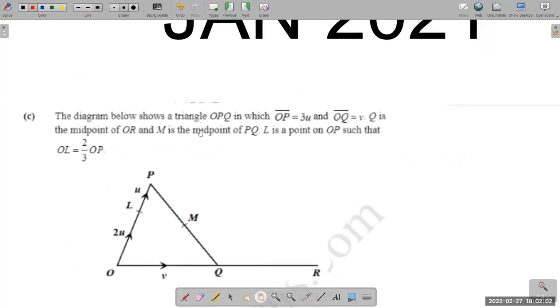The diagram below shows a triangle OPQ. Every time you read something, look at the diagram. Make sure you understand the connection between the words and the actual diagram. So you see the triangle OPQ, in which OP is 3U. And look at that. You realize this information isn't shown on the actual diagram. What did they say? To go from O to P is 3U. Do you agree? Yes, because if you add 2U plus U, how much are you going to get?